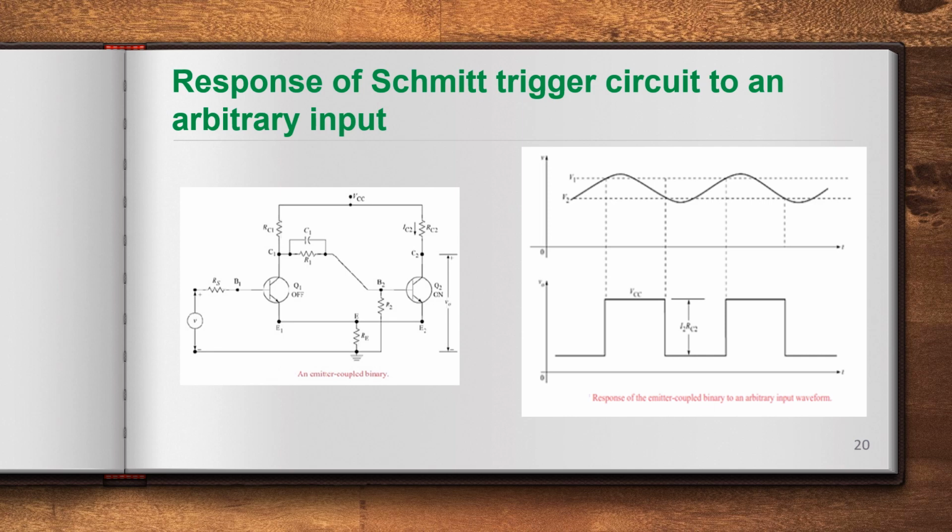So this is the response of the Schmitt trigger circuit to an arbitrary waveform. Here I have applied a sinusoidal signal as input and it is converted into a square wave. So the output you have to collect at this point. Here the input is applied at this point.